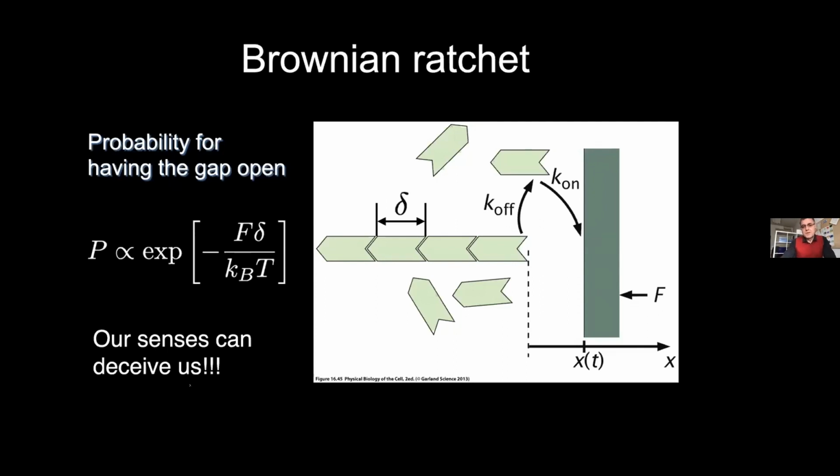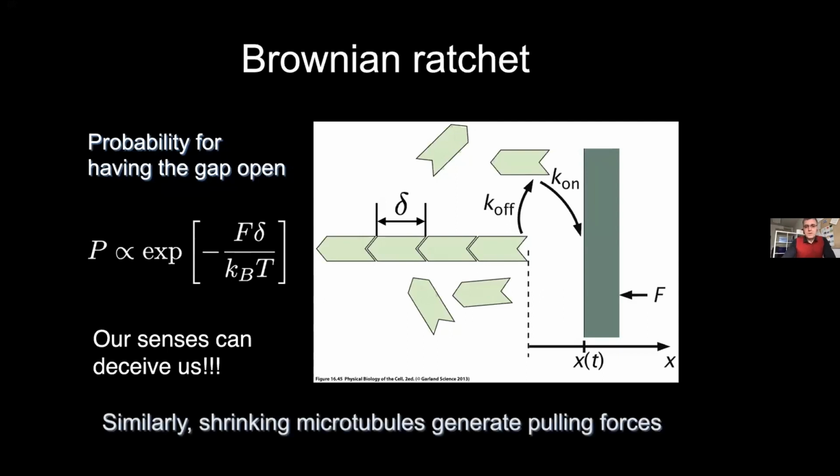So here I would like to emphasize: everything we know from the macroscopic world, we need to think twice before applying to the cellular level. Of course, apart from pushing forces due to growing microtubules, when they are shrinking, they can also exert pulling forces. But I think he already mentioned this, and I will not go into many details here.